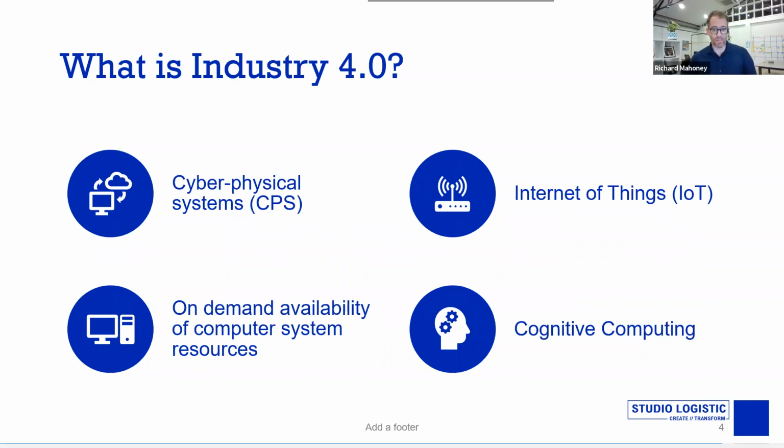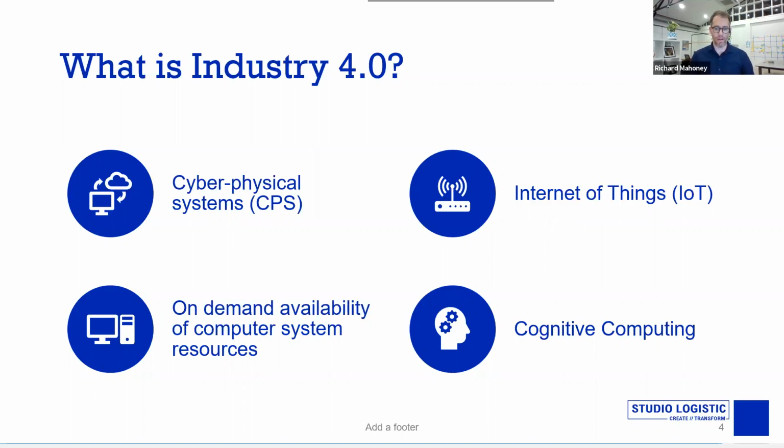What is 4.0? This is nothing you can't read by Googling the term. Basically, cyber physical systems, which I'll talk a bit more about in a minute. These are really enablers, right? On-demand availability of computer system resources, and by that we mean really powerful computers, is one of the key things that makes this all possible. Internet of Things is another term you've probably heard, and I'm going to talk about specifically industrial Internet of Things and what that's emerging into in the, I suppose, industrial applications.